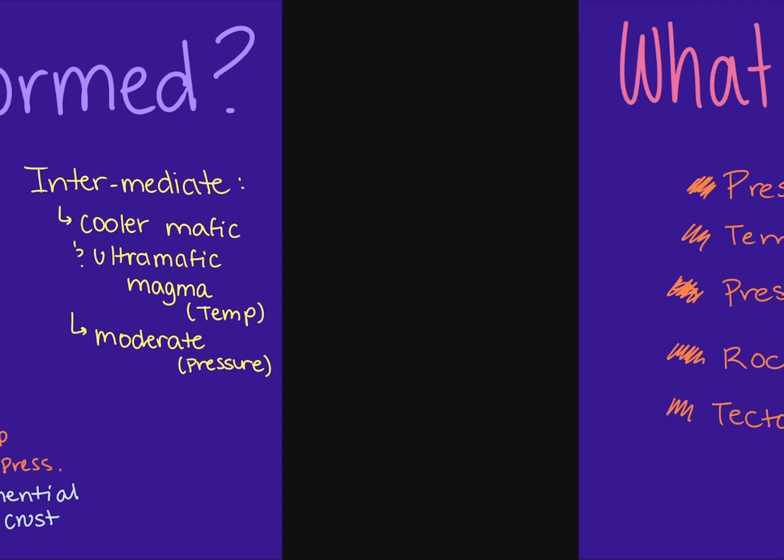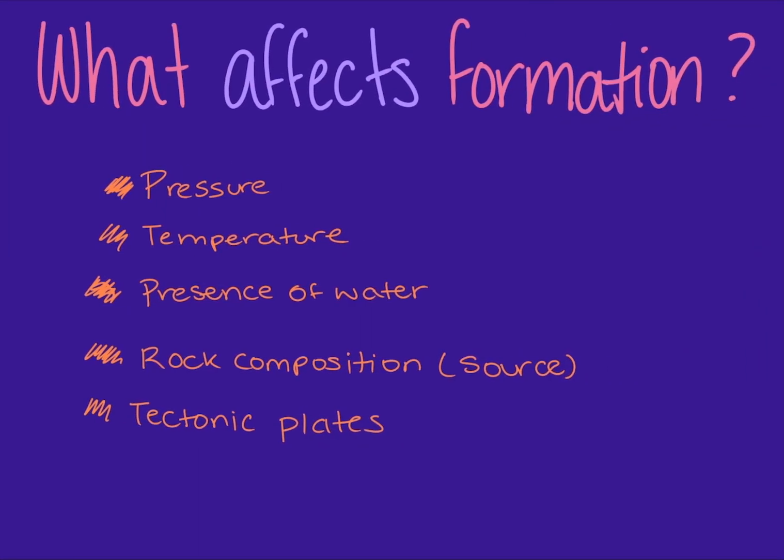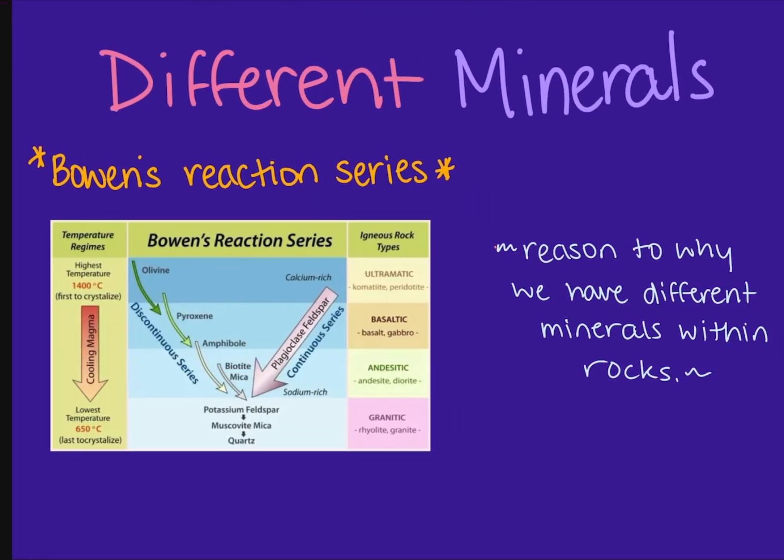for felsic. Now, what affects formation? A few things that can affect formation are pressure, temperature, presence of water, rock compositions, or the source that they are in. They can come from tectonic plates, or hotspots where there's a lot of activity as well. Now, the different types of minerals.